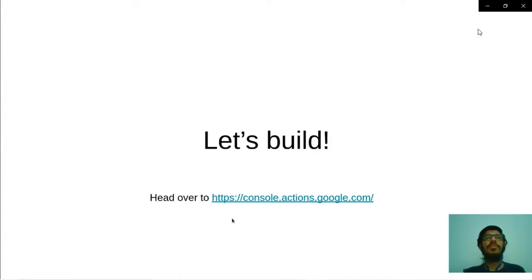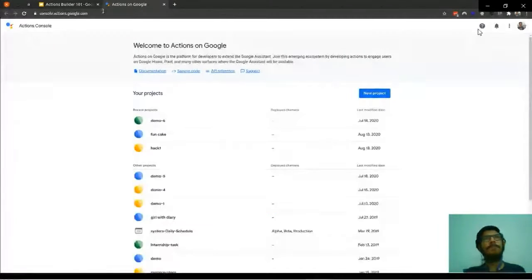To start building, we'll have to head over to console.actions.google.com. Please make sure that you're logged in with your Gmail account, which will help us in creating a new project. So please head over to this URL, console.actions.google.com. Once you are here, we'll click on new project because we'll start developing the project from scratch.